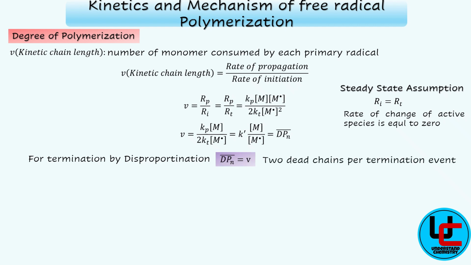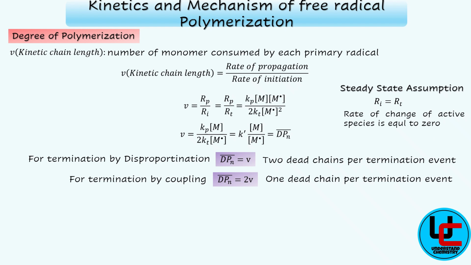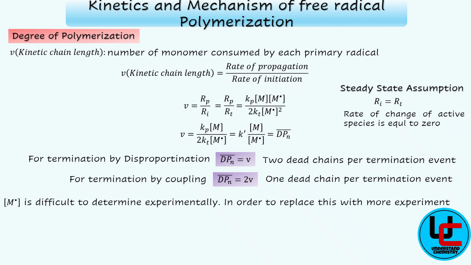For termination by coupling, the degree of polymerization is equal to 2 times the kinetic chain length. The factor of 2 indicates that 2 kinetic chains are combined to produce one dead polymer chain. In the expression of kinetic chain length, the concentration of the growing chain is difficult to determine experimentally. So, we replace it with an experimentally accessible term.